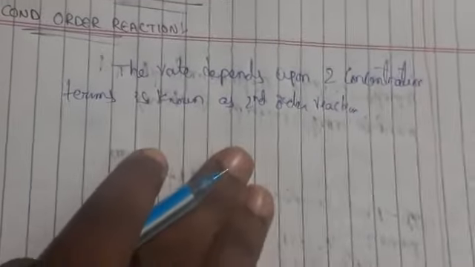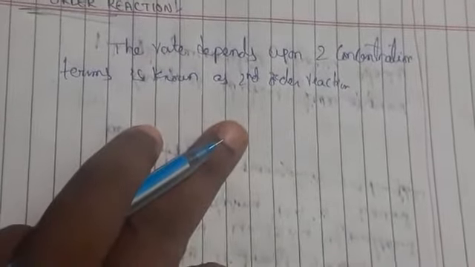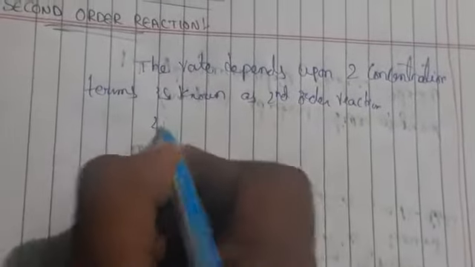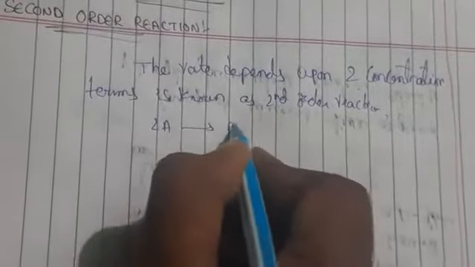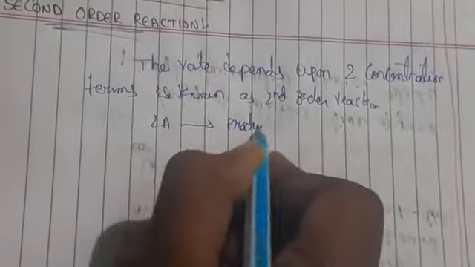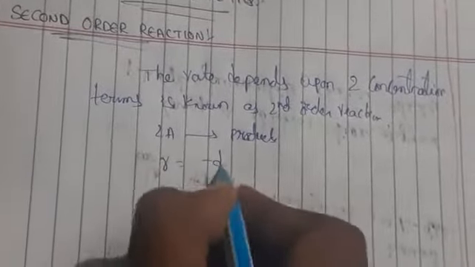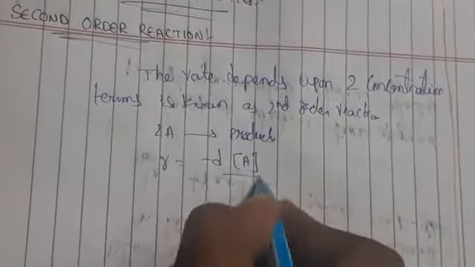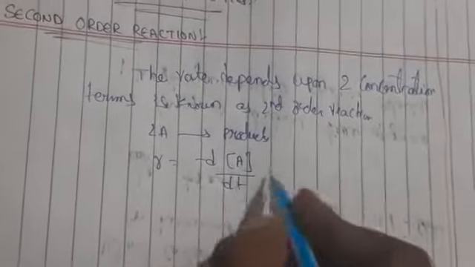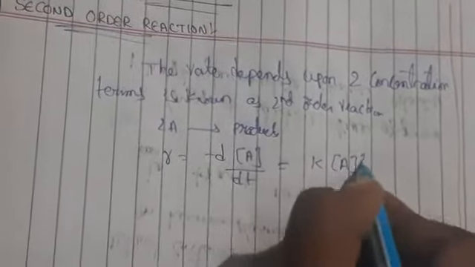Okay. So coming to here, A gives rise to P, 2A gives rise to products. So by this, what can we write? Rate of reaction R is equal to minus d[A] by dt, as we know. So this can be written as k into [A] square, where k is the second order rate constant.